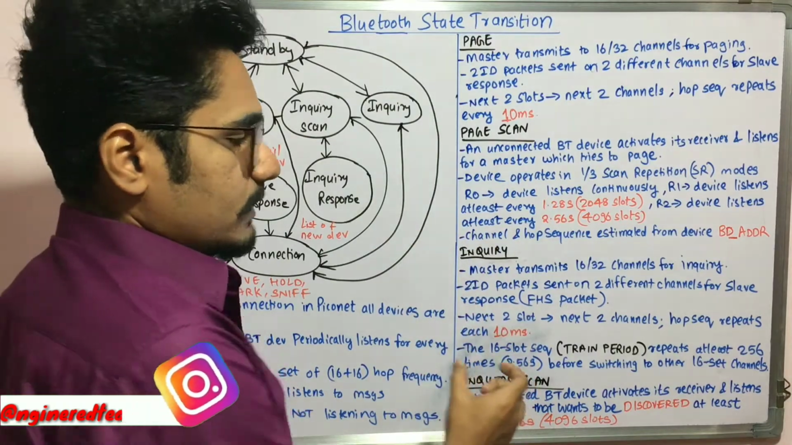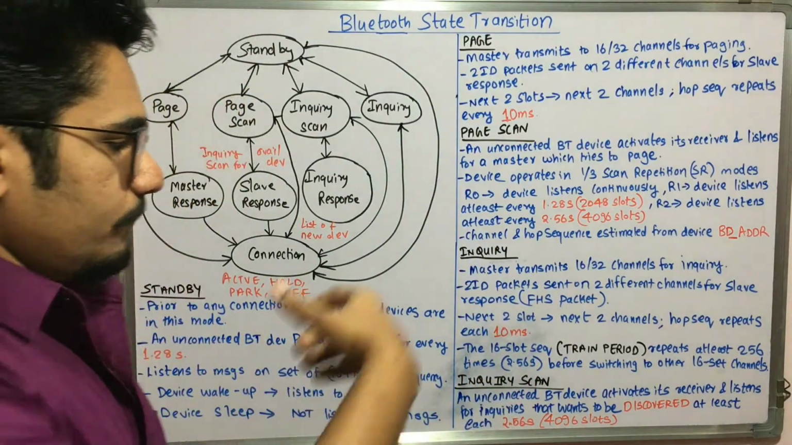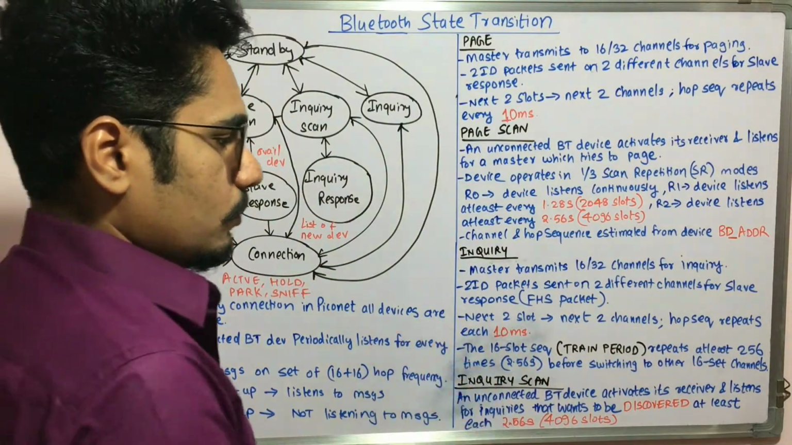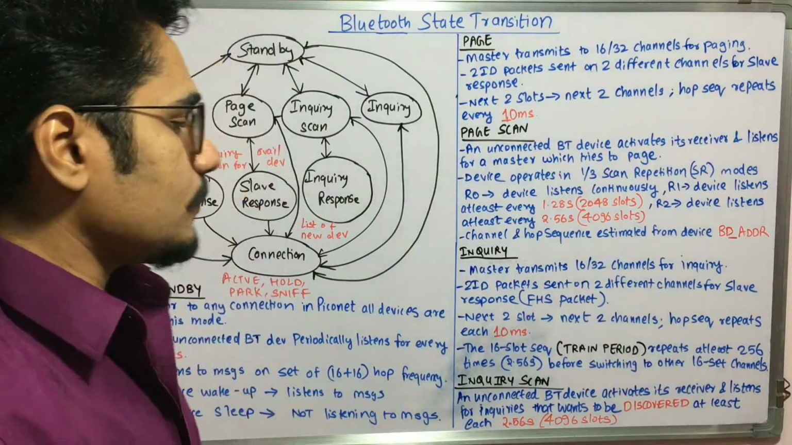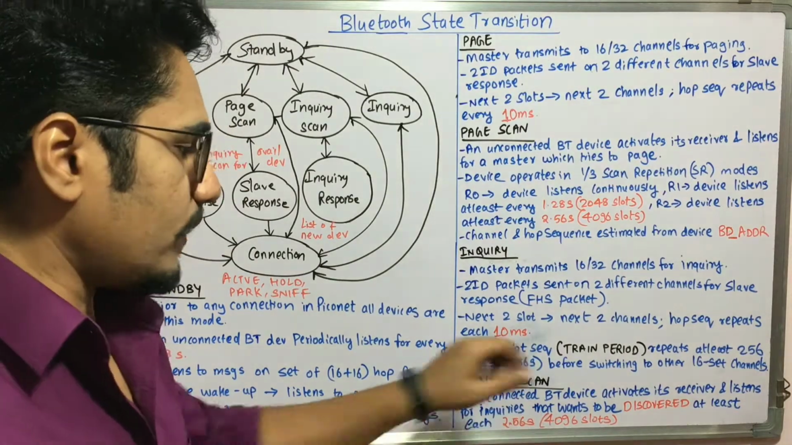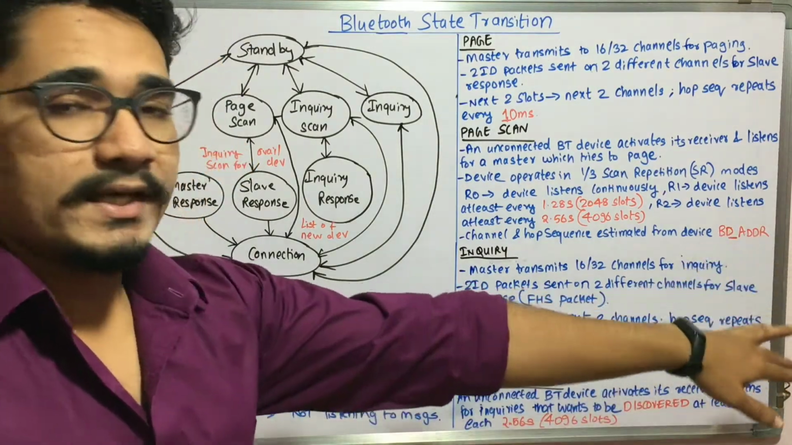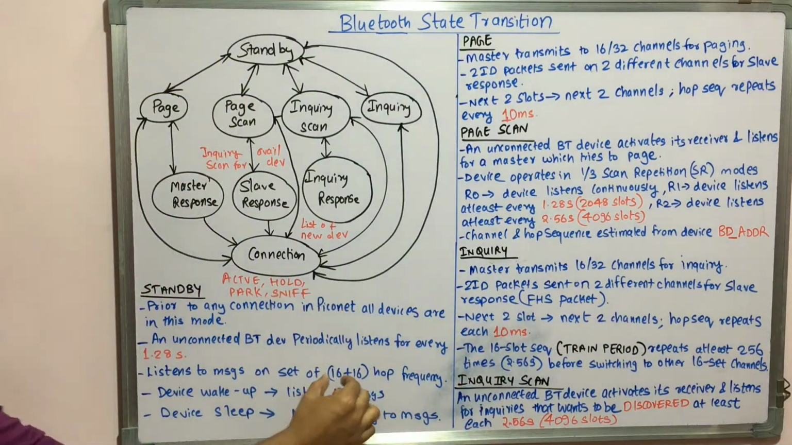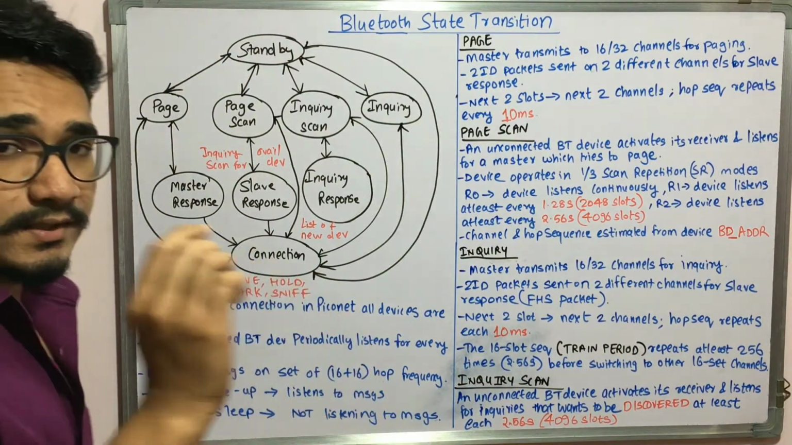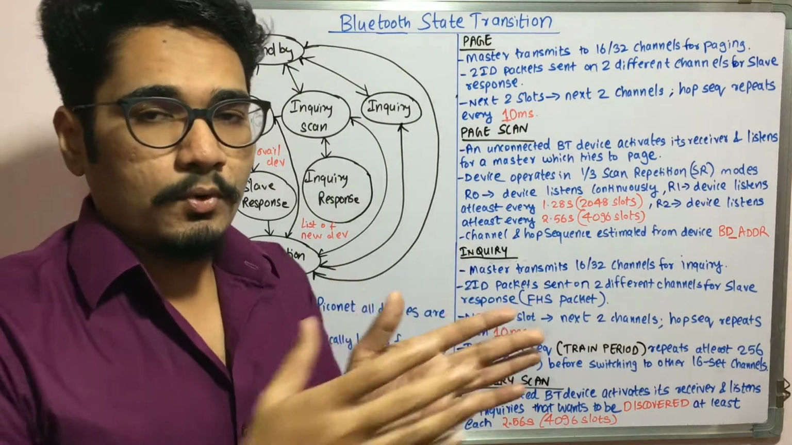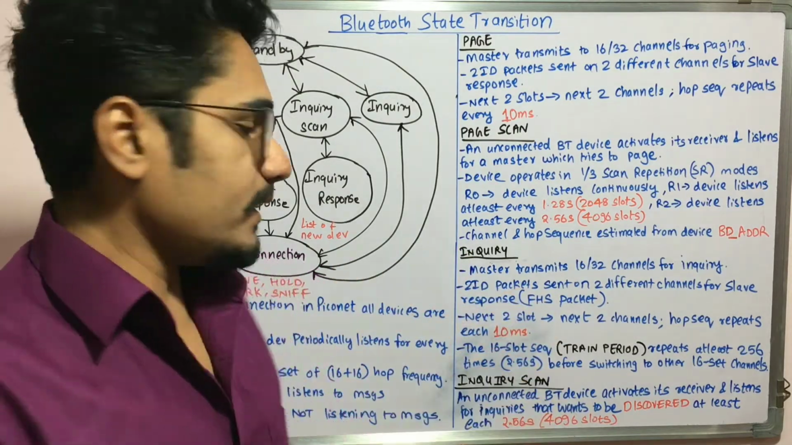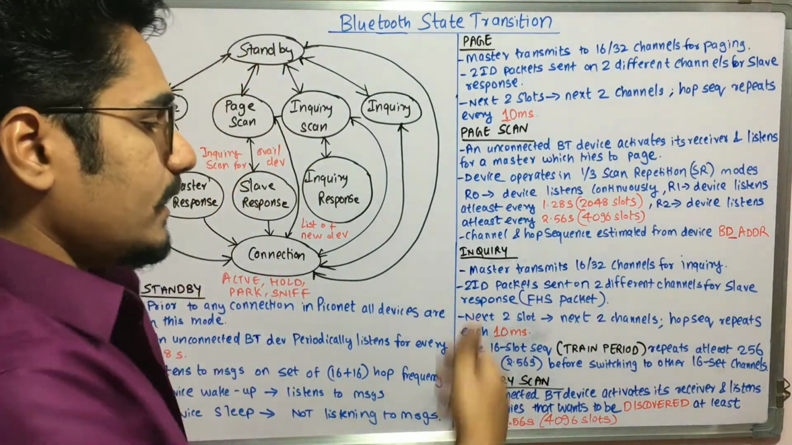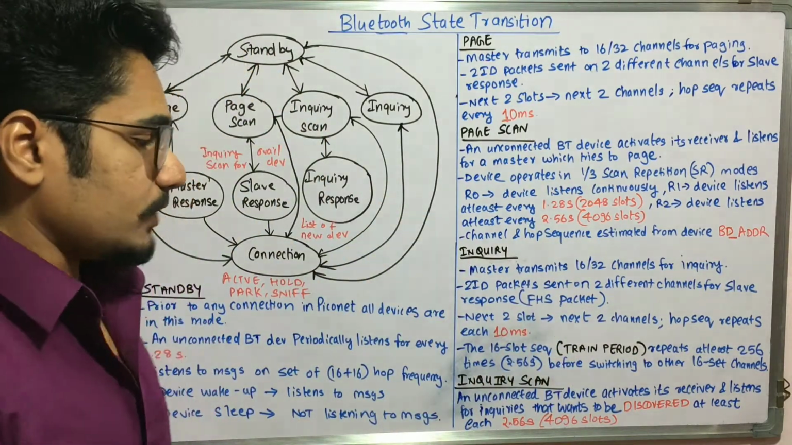The 16-slot sequence which we spoke of is called a train period in Bluetooth, and it repeats at least 256 times, that is 2.56 seconds, before switching to the other 16 channels. So first you have the first 16 hop frequencies, called a train period. It can be considered as a bogie of n number of packets which it transmits, and then it listens, repeating at least 256 times, and then it moves to the other 16 channels.